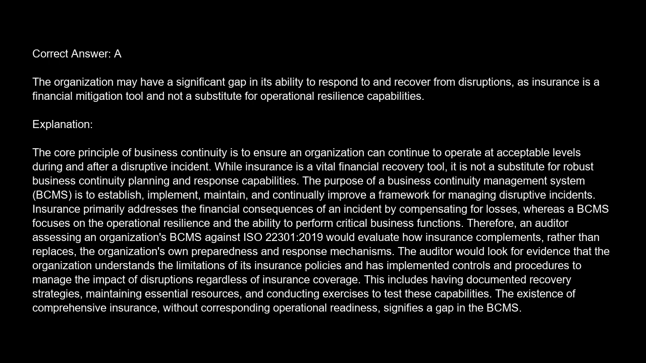Therefore, an auditor assessing an organization's BCMS against ISO 22300-1-2019 would evaluate how insurance complements, rather than replaces, the organization's own preparedness and response mechanisms. The auditor would look for evidence that the organization understands the limitations of its insurance policies and has implemented controls and procedures to manage the impact of disruptions regardless of insurance coverage. This includes having documented recovery strategies, maintaining essential resources, and conducting exercises to test these capabilities. The existence of comprehensive insurance without corresponding operational readiness signifies a gap in the BCMS.